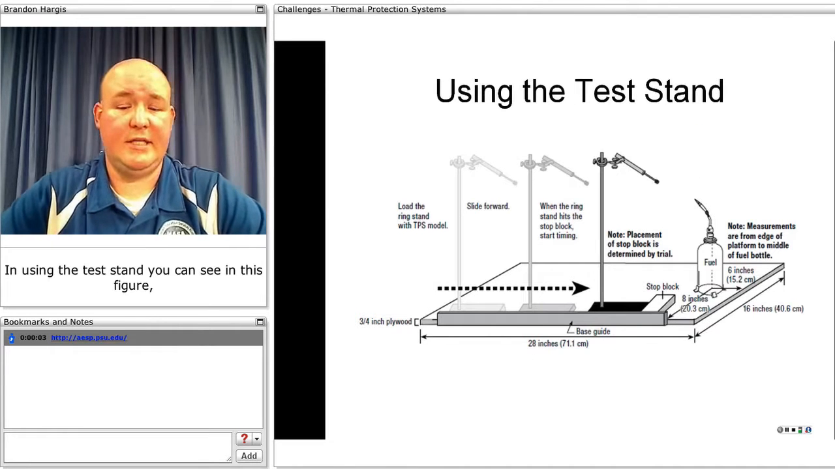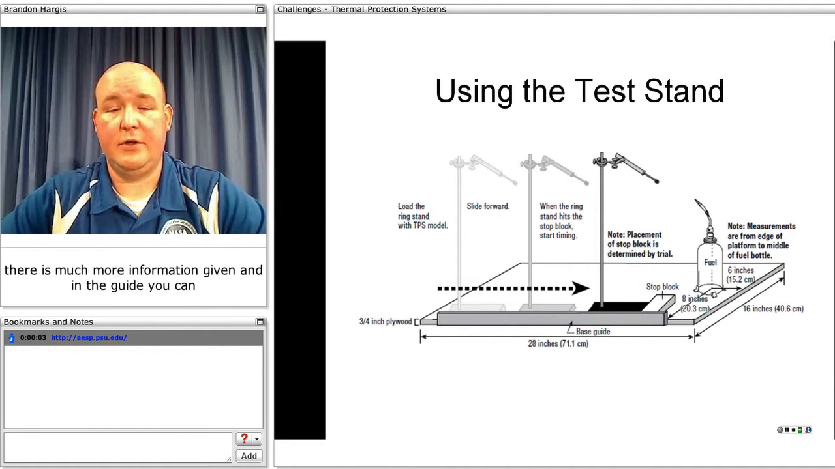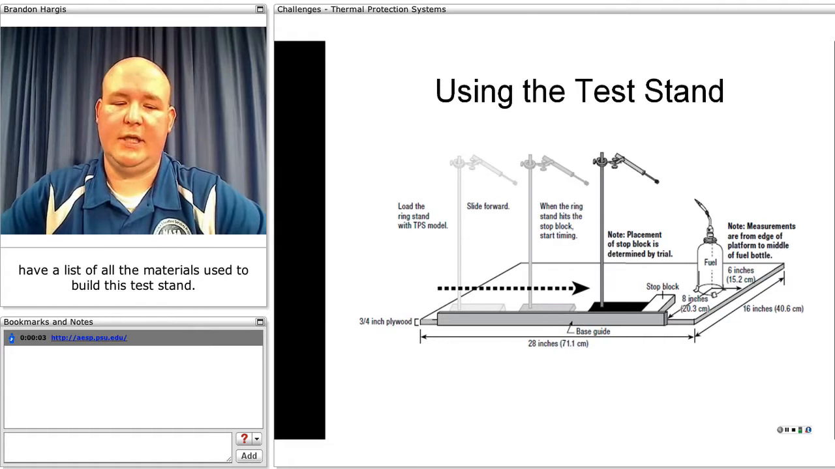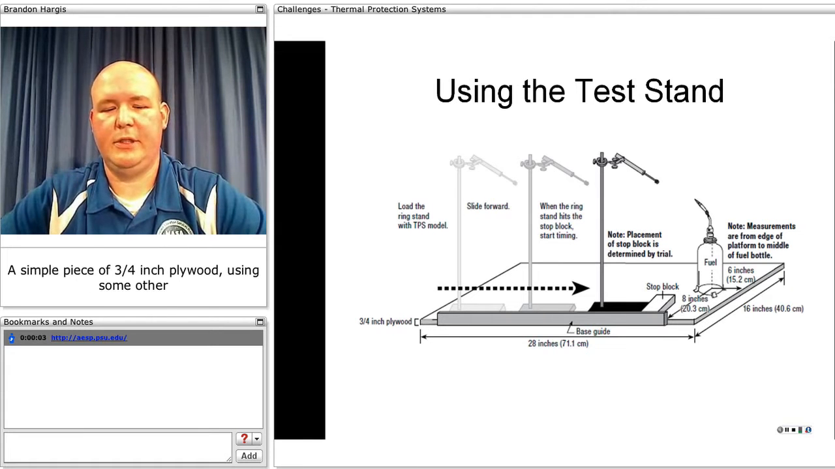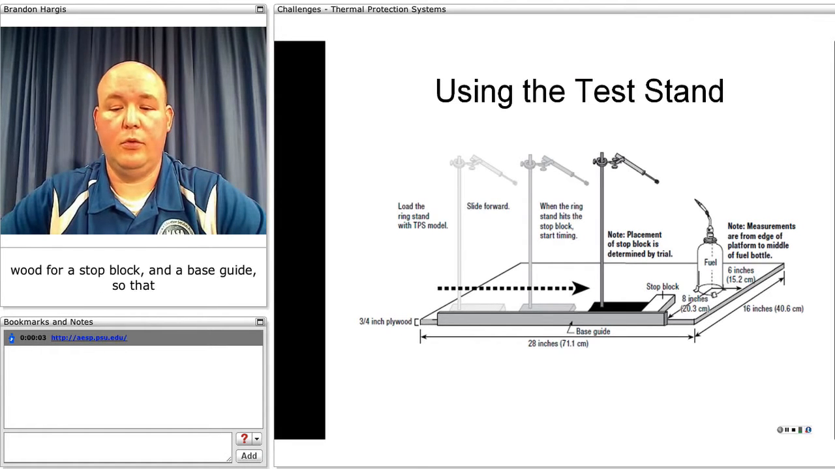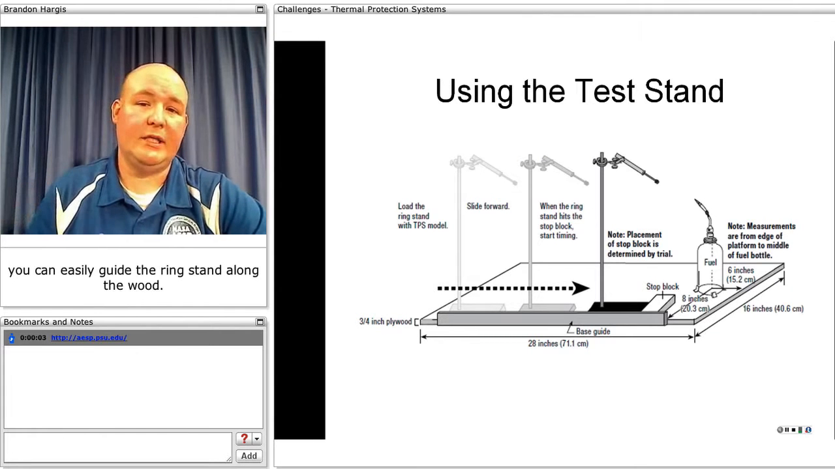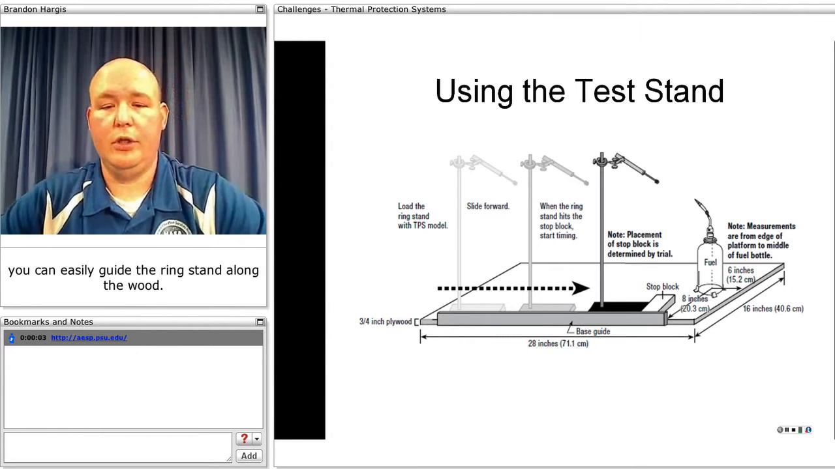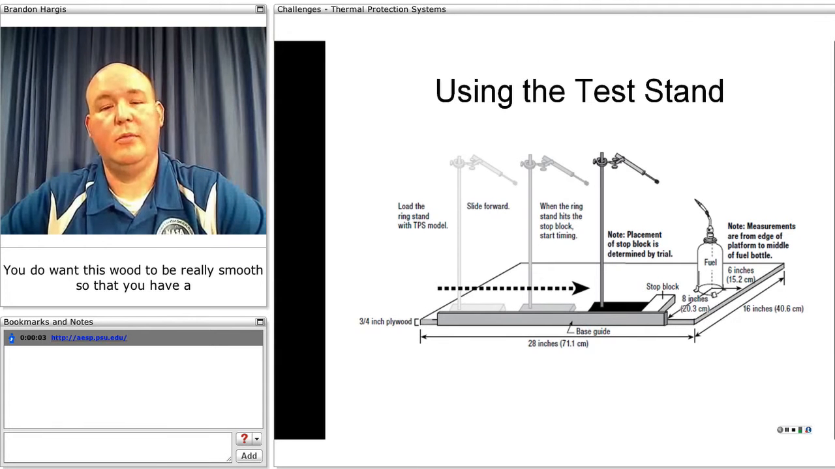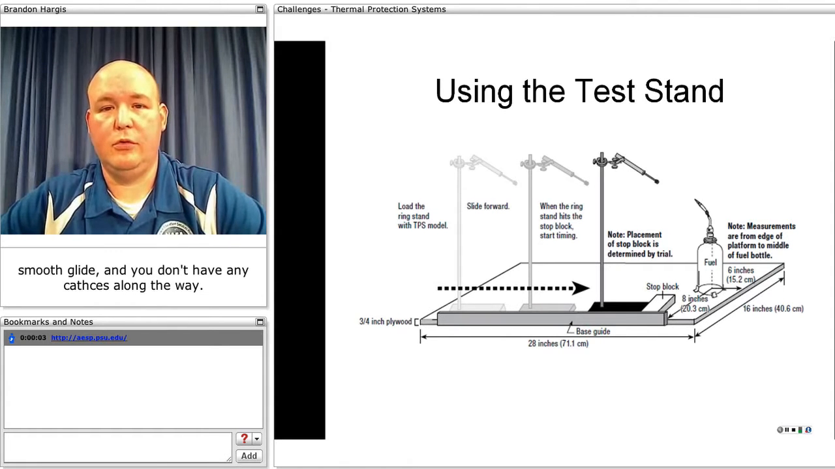In using the test stand, you can see in this figure there's much more information given, and in the guide you can have a list of all the materials used to build this test stand. But it's a simple piece of 3/4 inch plywood, using some other wood for a stop block and a base guide so that you can easily guide the ring stand along the wood. You do want this wood to be really smooth so that you have a smooth glide and you don't have any catches along the way.